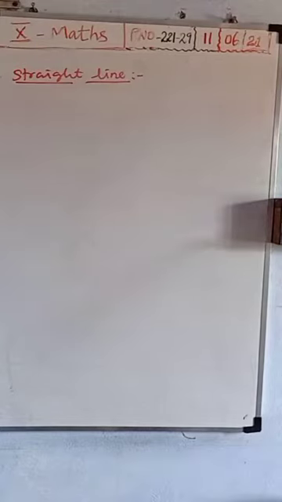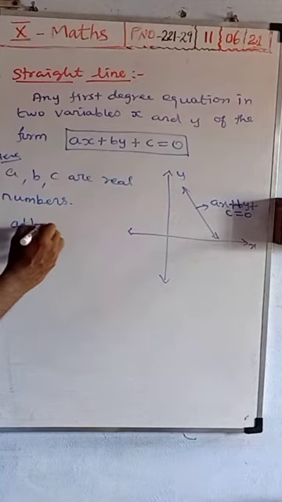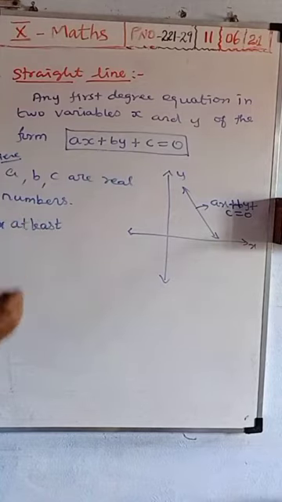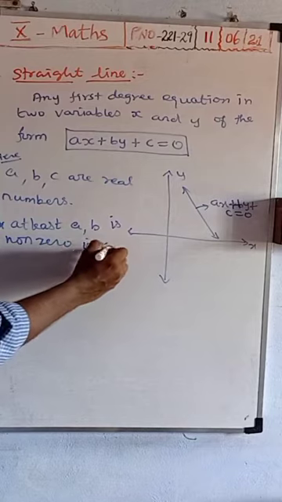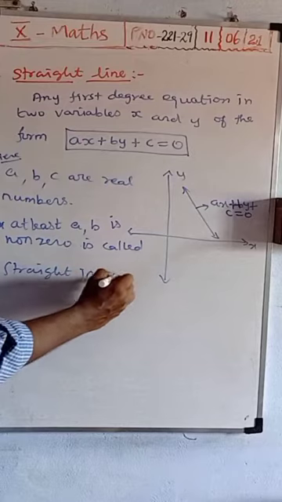Here a, b, c are real numbers. Instead of a, b, c, you can get any values, any real numbers. Here at least one of the variables a, b is non-zero, and it is called a straight line in the xy plane.